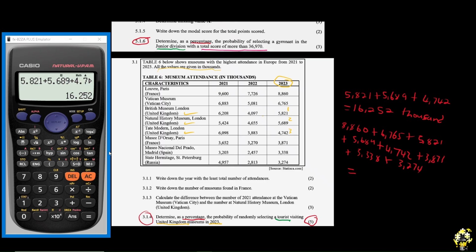Now, look at what I'm going to do. In your calculations, you should add all of these and find the answer, but you will compare it with my answer. I'm not going to add 1, 2, and 3, because I already know the answer, and the answer is right there on my calculator. So I'll just add the ones that I didn't add before. The first one I didn't add was 8.860, and then plus 6.765. I didn't add 3.871. I didn't add 3.338. I also did not add 3.274.